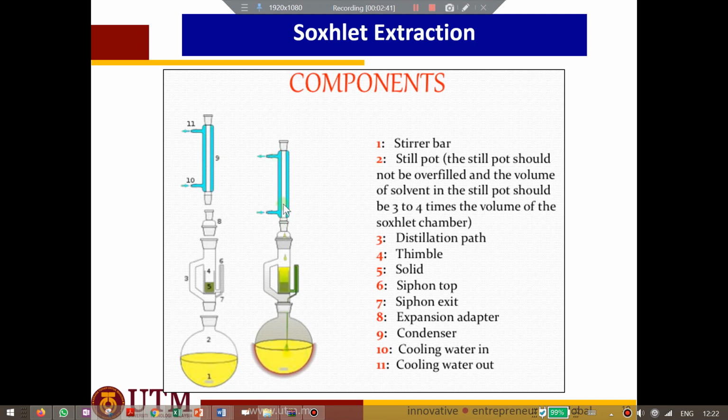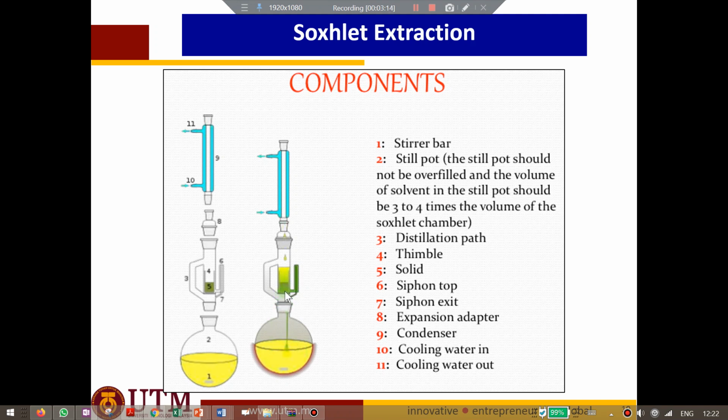But when it goes through the condenser, we have the cooling process over here. Your vapor of solvent will turn back into liquid and will fall down to the thimble, which contains your sample, and it will pass through your solid and then pass through the siphon. The siphon is like a hollow cylinder of glass connected from the thimble to the flask. It will suck the solvent back into your still pot.